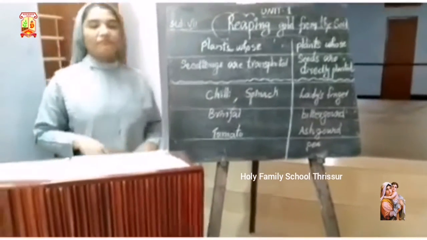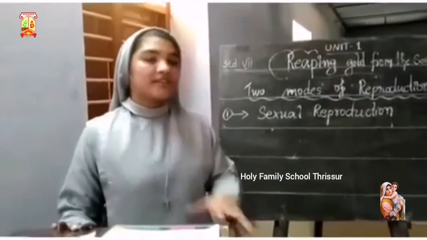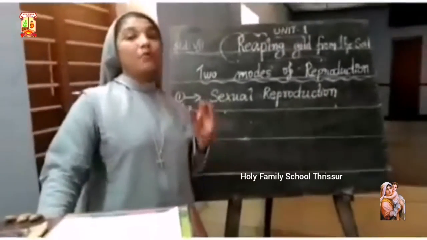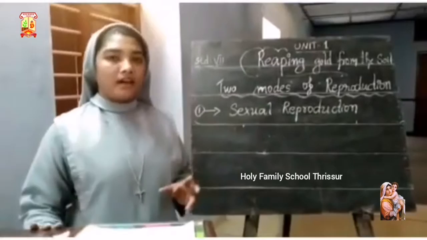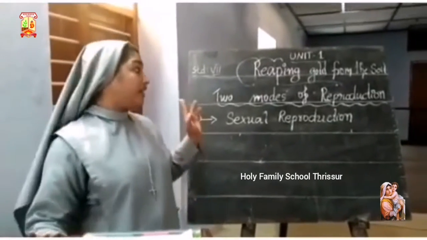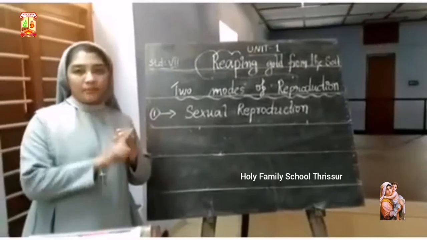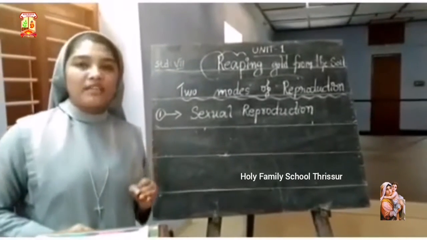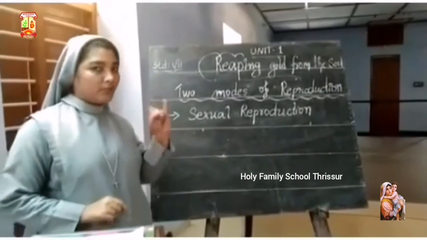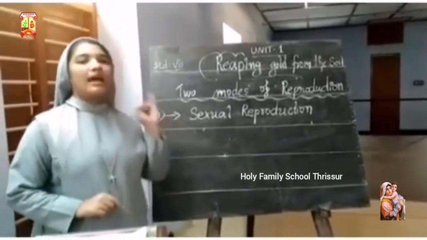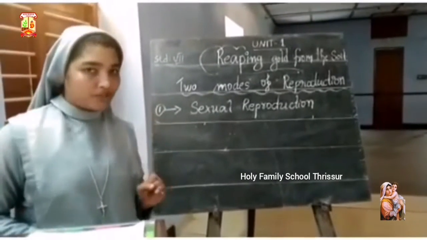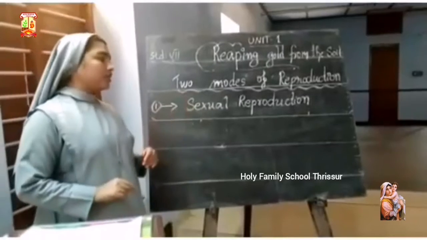Next we are going to the modes of reproduction. Mainly there are two modes of reproduction. The first one is sexual reproduction and the second one is vegetative propagation. So we go to sexual reproduction.